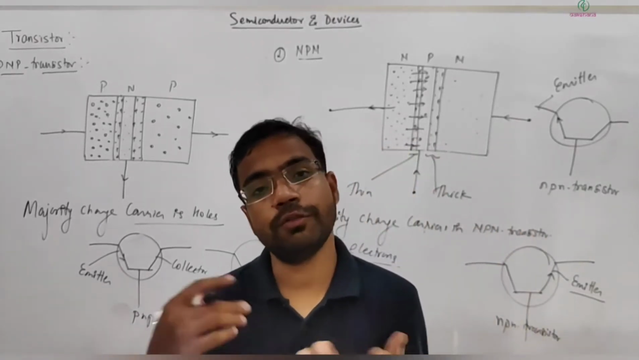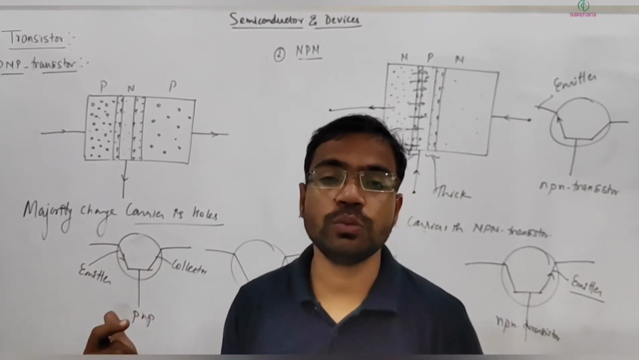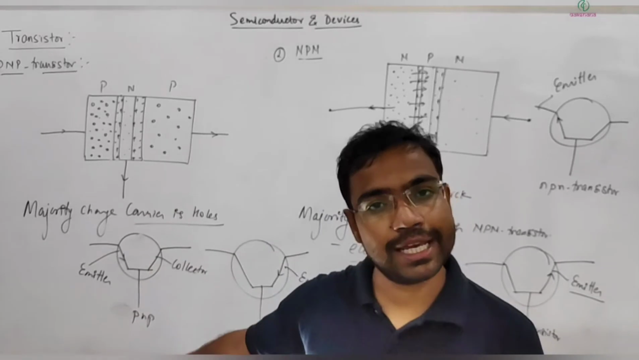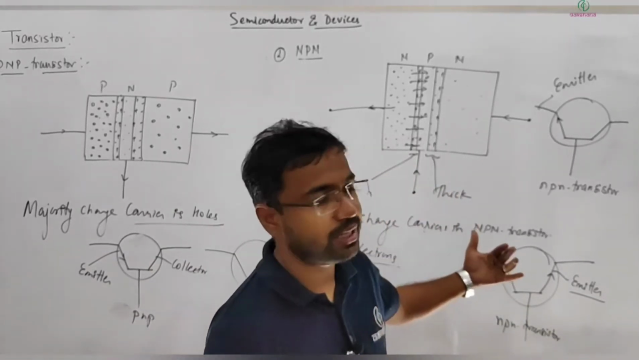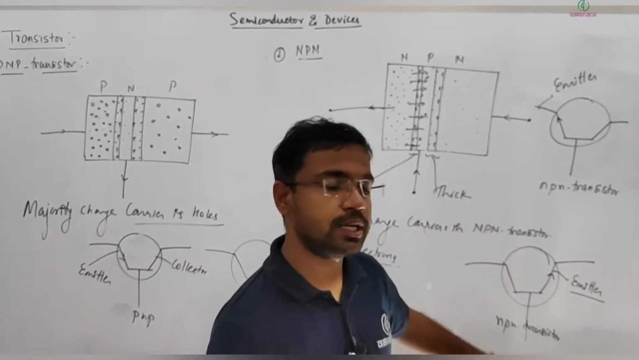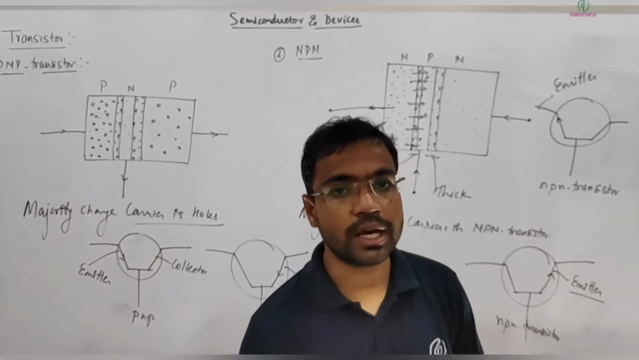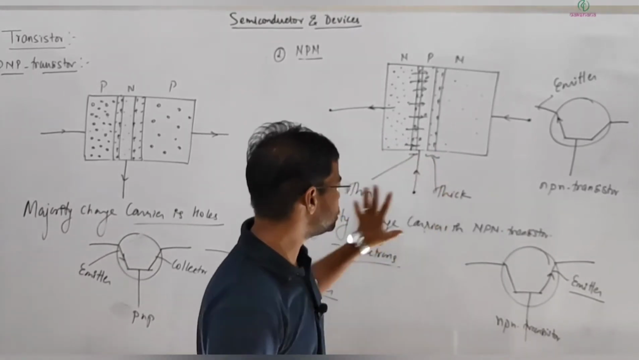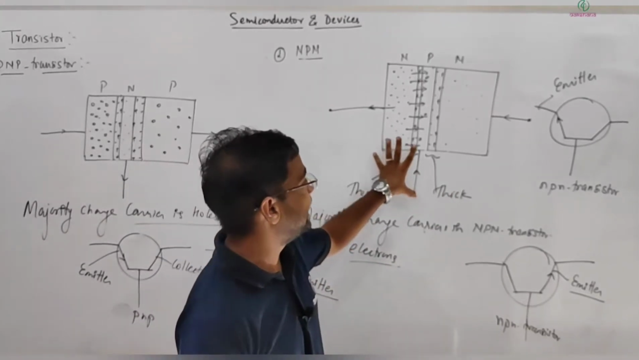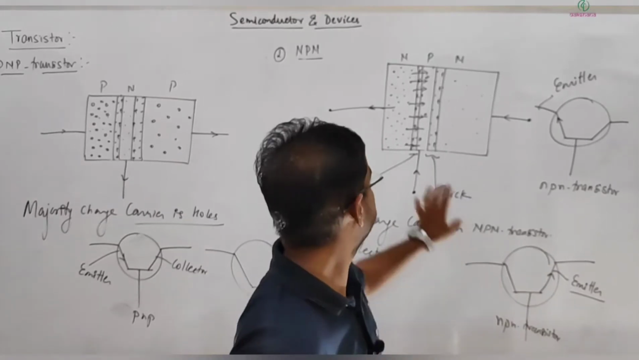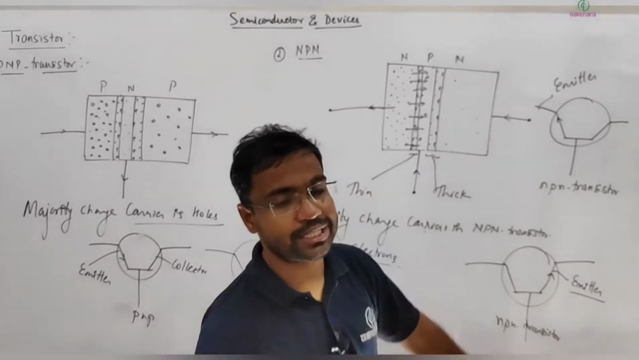So in the case of holes, it's not easy to move, so the mobility for a PNP transistor is less. So preferably, most of the time we use the NPN transistor, and in this syllabus we will talk mainly about the NPN transistor also. So now there are three terminals: emitter, base, collector.